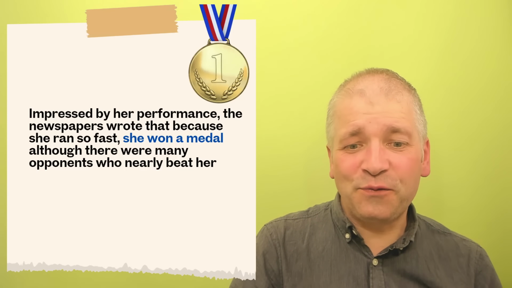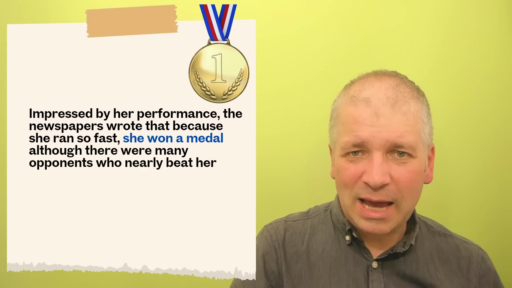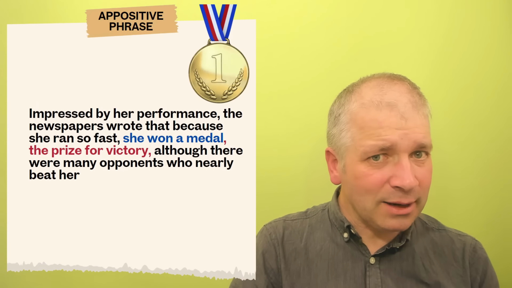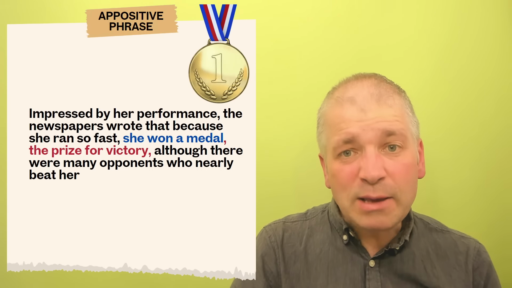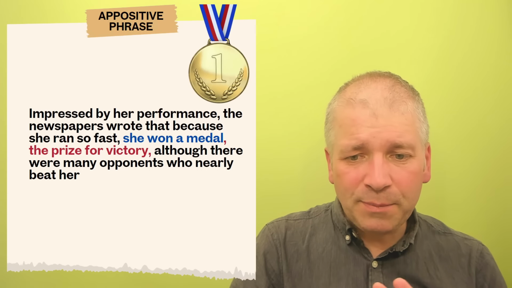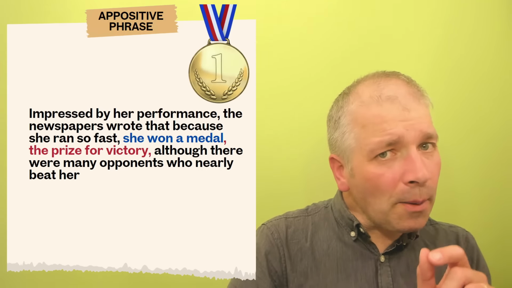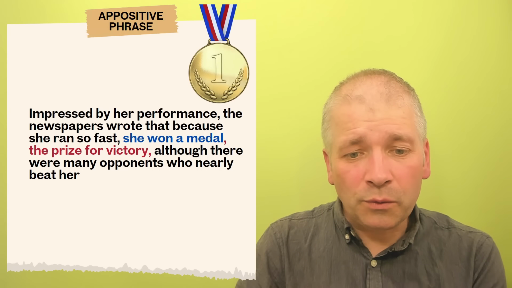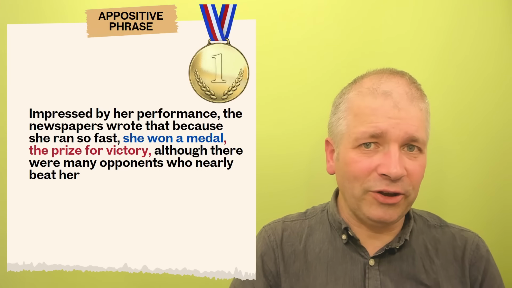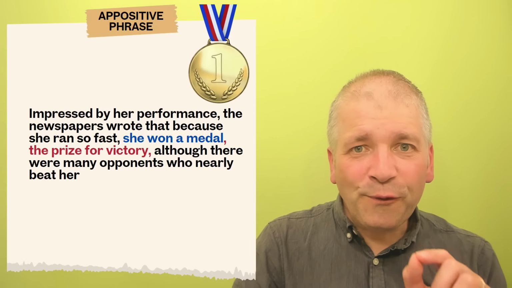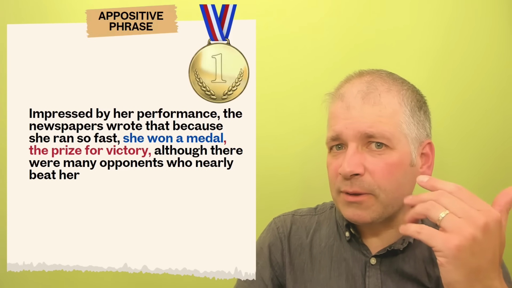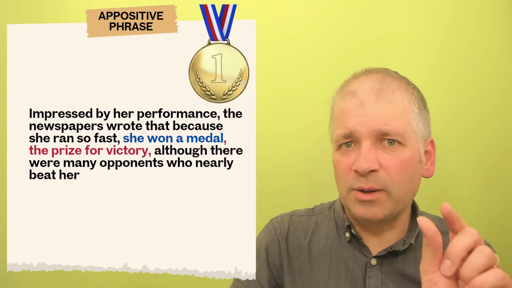We can add defining information too. Here is our sentence so far. Now let's add some extra definitions to some of the words. Here we're going to add some words in the middle. So, impressed by her performance, the newspapers wrote that because she ran so fast, she won a medal, the prize for victory, although there were many opponents who nearly beat her. The prize for victory. This describes what? It describes the word medal.